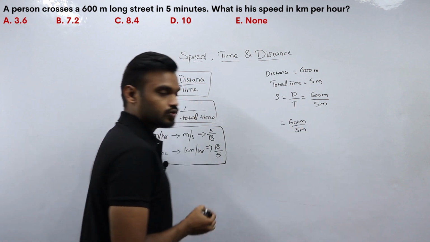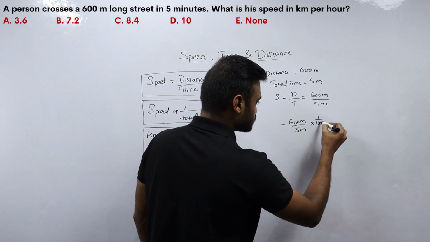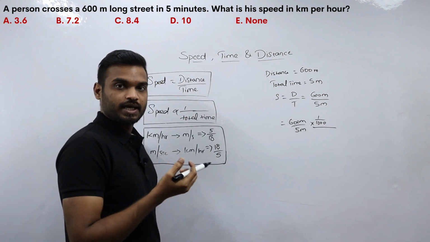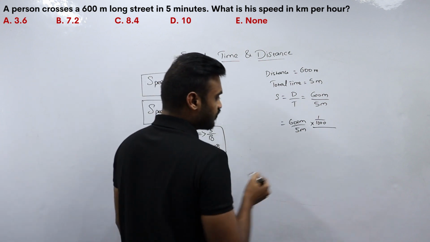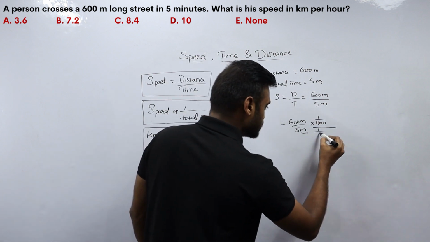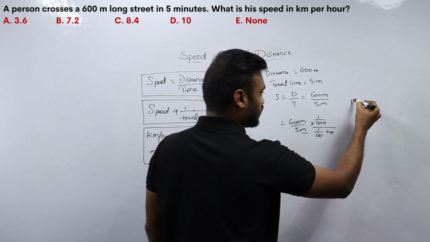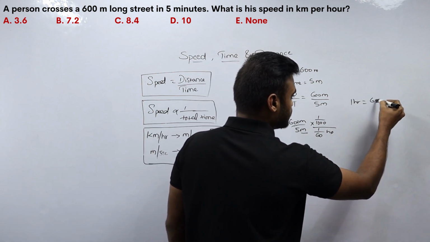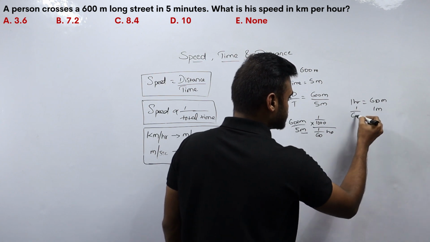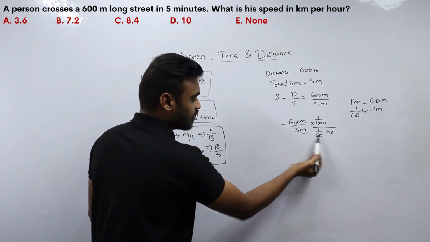Now 1 meter equals 1 by 1000 kilometers. Into 1 by 1000 kilometers by 1 minute equals 1 by 60 hours. Then we have 5 minutes, so I am converting minutes into hours, so 1 by 60 hours. See here, 1 hour has 60 minutes, so 1 minute equals 1 by 60 hours. Right? So I am writing this 1 by 60 in the form of 1 minute.